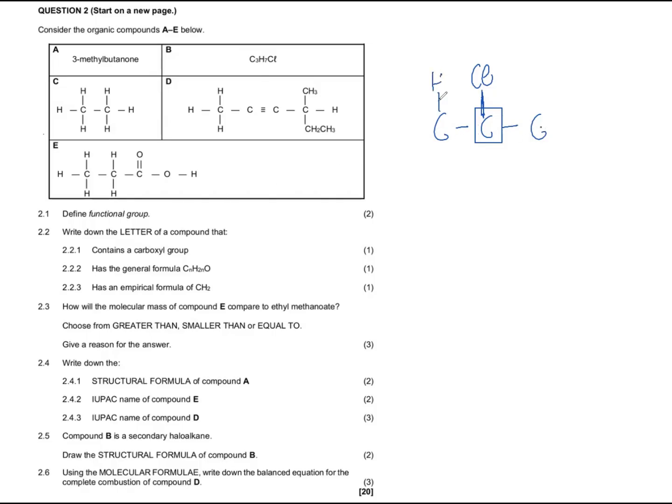So you can have a secondary haloalkane, you can have a secondary alcohol, right? Note that. Not only are alcohols primary, secondary, tertiary, it also happens with haloalkanes. So there we go. It's a secondary haloalkane, and the structural formula is supposed to be like that. So 2 marks. Nice one. So that was for 2.5.